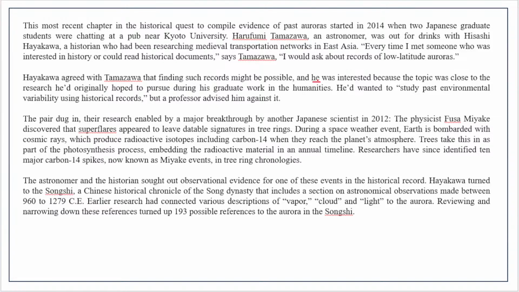Earlier research had connected various descriptions of vapor, cloud, and light to the aurora. Earlier research had used words like vapor, cloud, and light for the phenomenon of aurora. Reviewing and narrowing down these references turned up 193 possible references to the aurora in the Songshi. So when they did a keyword search, searching for these types of references, they found 193 references in that magazine, the Songshi.